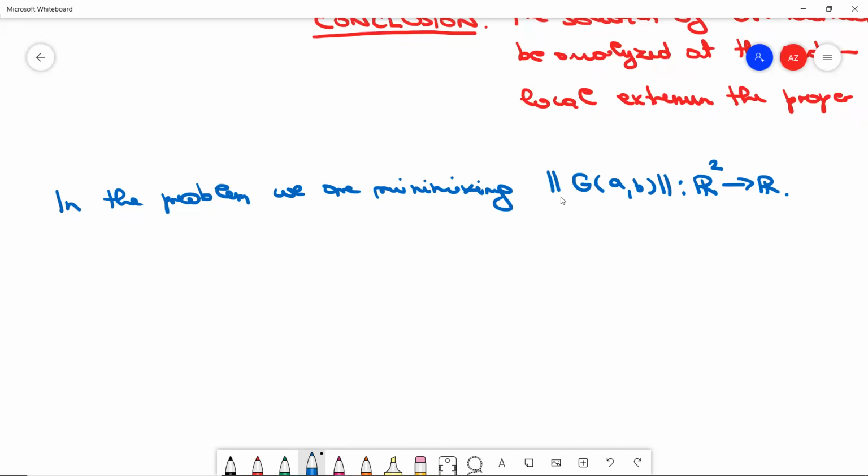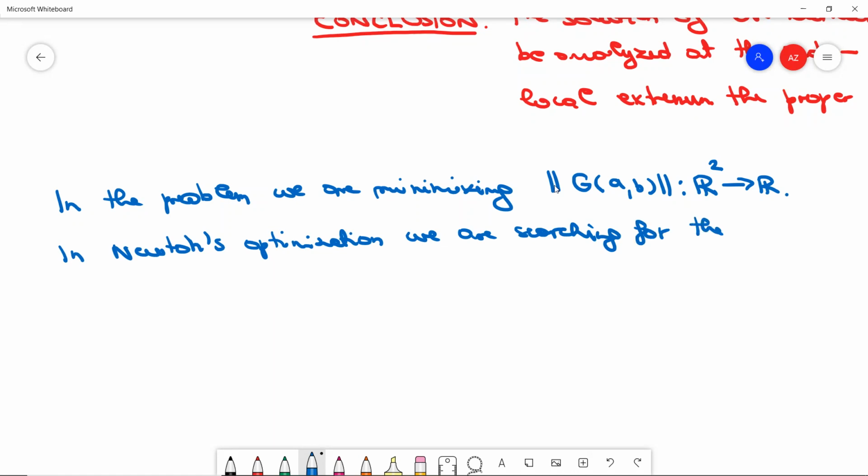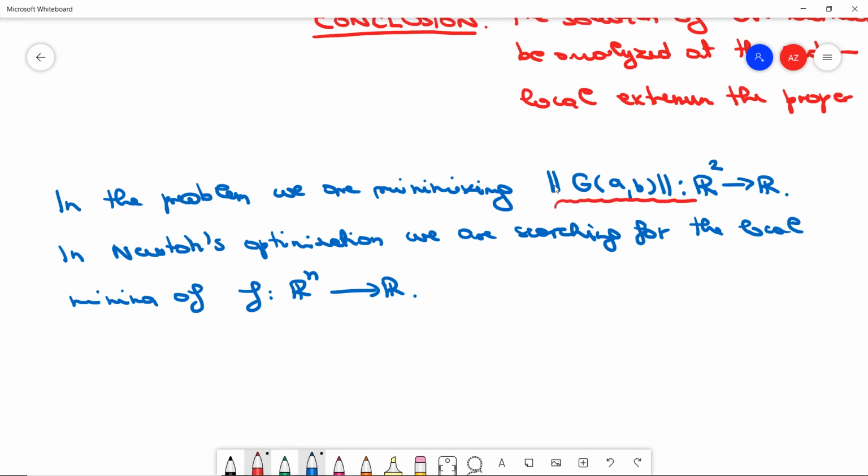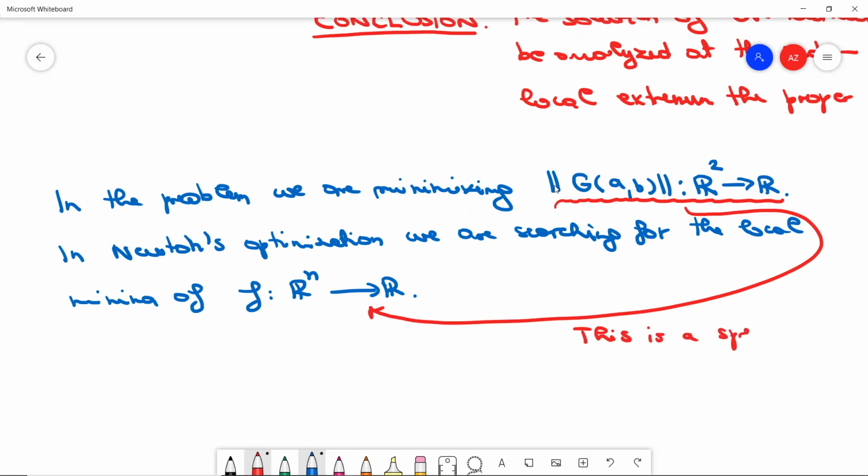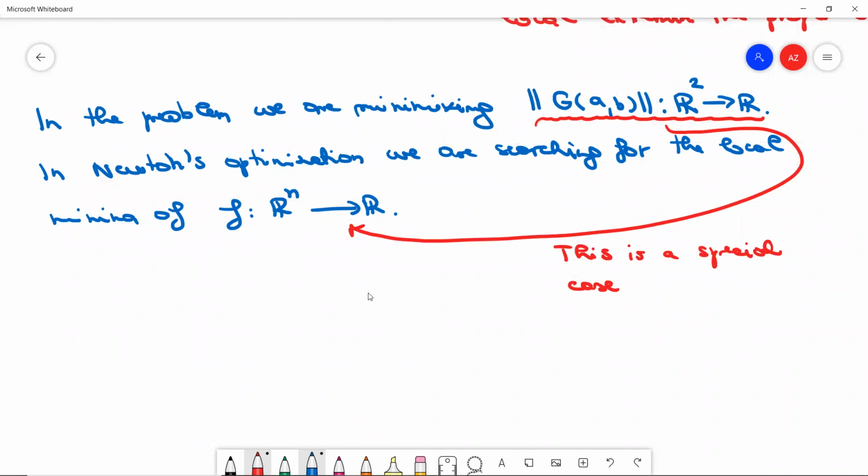And we started this hour with Newton's optimization. So we said that in Newton's optimization, we are searching for the local minima of a usual function, of a usual multivariate function, and you see this norm of G is just a special case of this, which means that we could use Newton optimization methods to find local extrema of this norm of G.